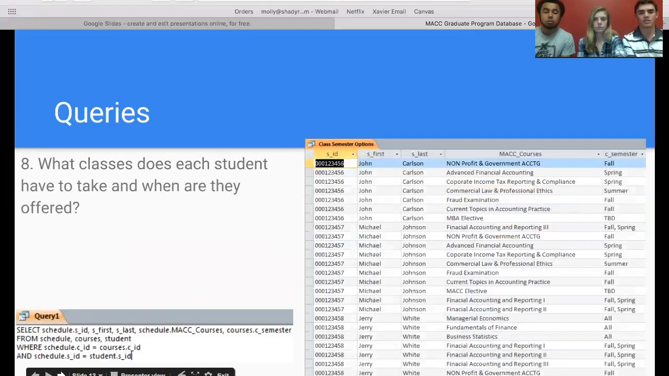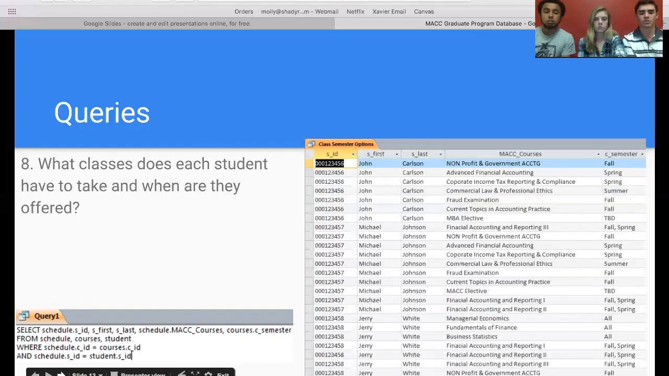What classes does each student have to take and when are they offered? This will help with advising, as an advisor will be able to see which classes a student has to take and when these classes are offered. Having known which classes a student has already taken and how many credit hours they have left, they can refer to this table and see which classes are left and when they will be able to take them in the coming months or semesters.